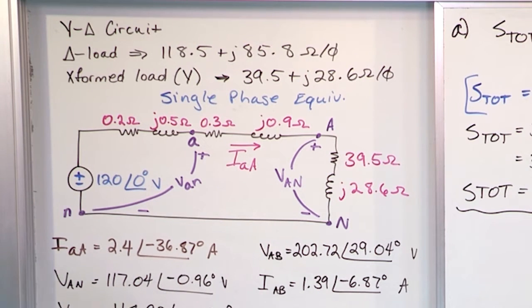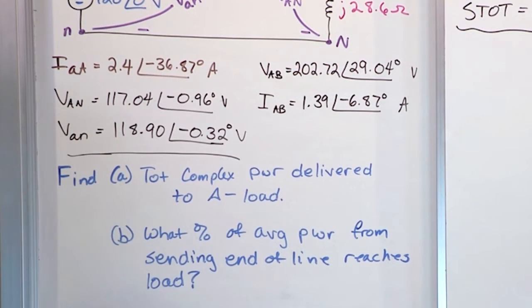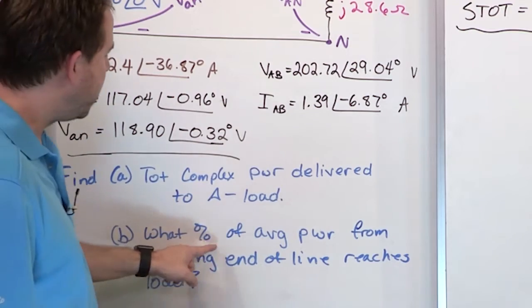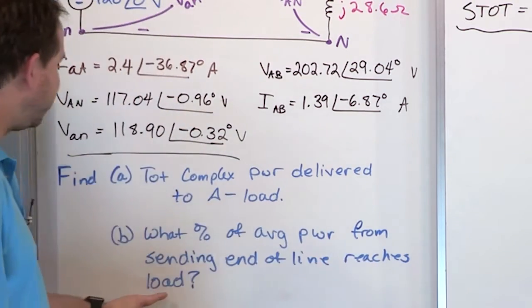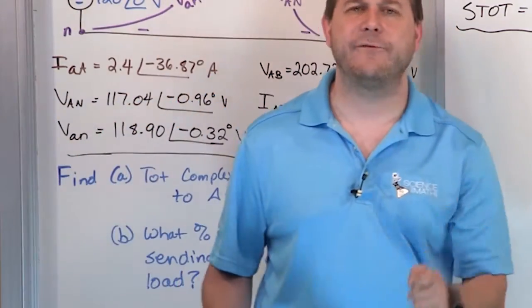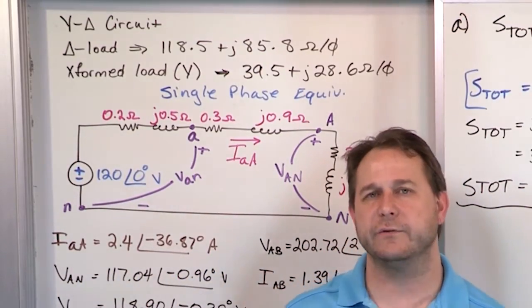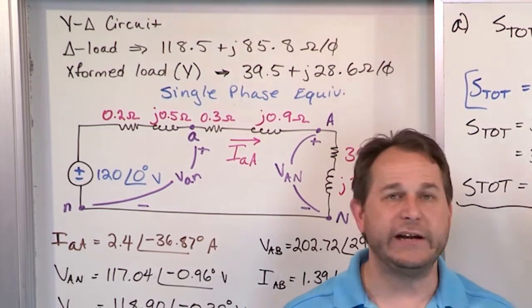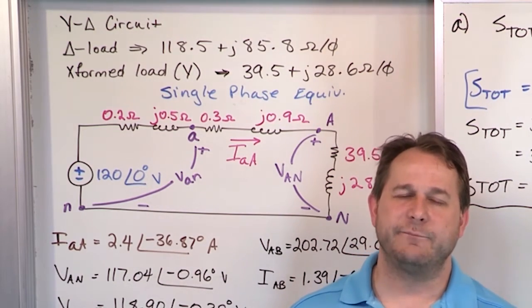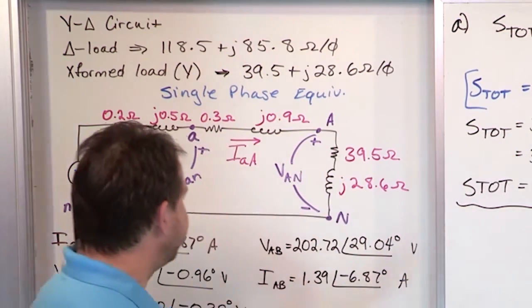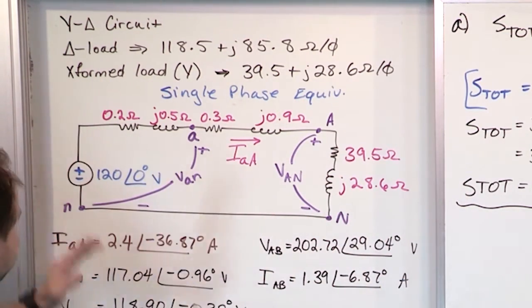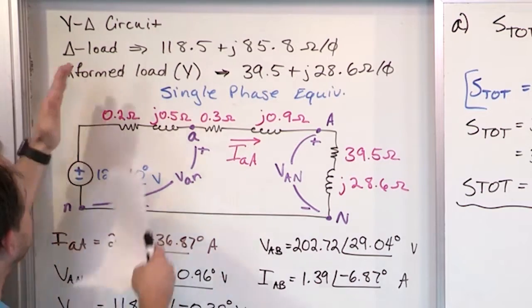Now the next part of the problem looks complicated, but it's not. It says, what percent of the average power from the sending end of the line reaches the load? What percent of the average power at the sending end of the line reaches the load? This is just an exercise in reading comprehension, but honestly, it's more of an exercise in just figuring out what they actually want. When they say the sending end of the line, obviously this is the sending end of the line.